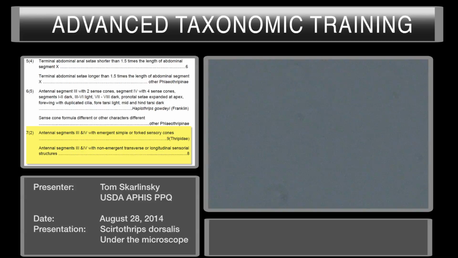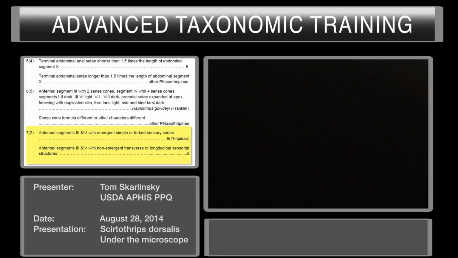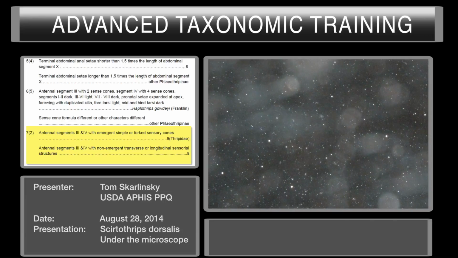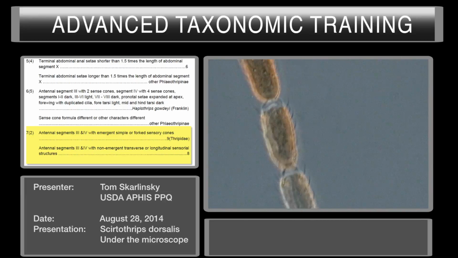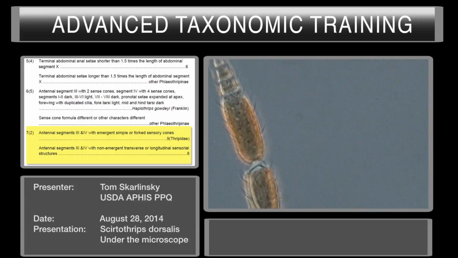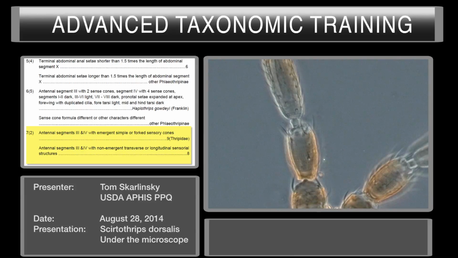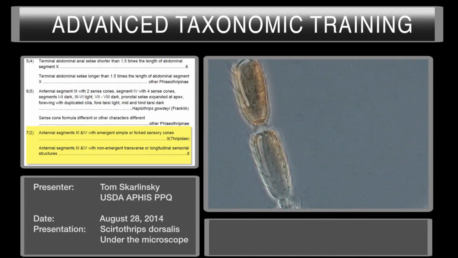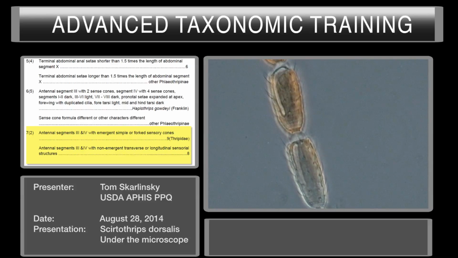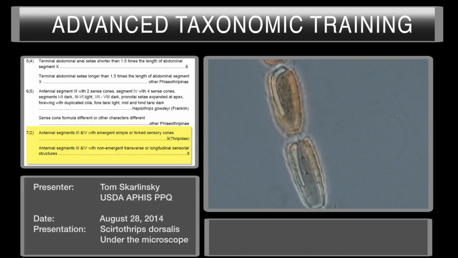All right, let's take a quick look at the opposing character or condition. Sensory structures that are actually longitudinal, or non-emergent. Here on antennal segments 3 and 4, you see these worm-like structures that are actually part of the antennal segment right here. It extends from here to the end. This one kind of recurves over to the top, but they're actually part of the antennal segment. They're not emerging from it. So let's go ahead and move on to couplet 9.